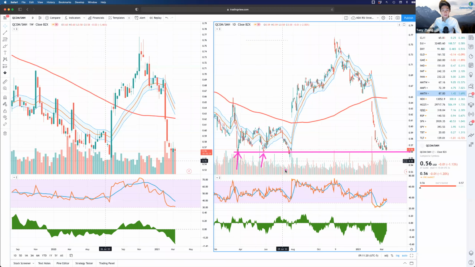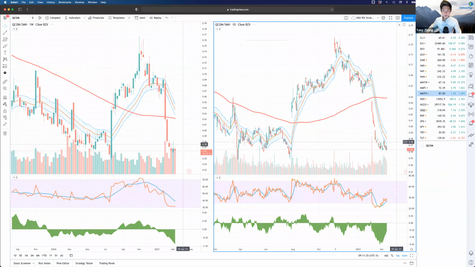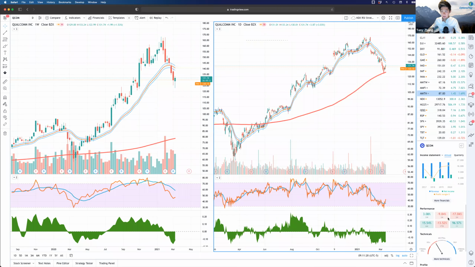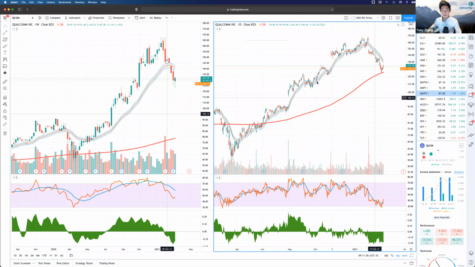So for those reasons, I do think it's potentially worth taking a look at some of these names, because Qualcomm, unlike some of the other semiconductor names, turns a nice profit, and it has pretty decent margins here, 35-29% operating margins. So for those reasons, especially the fact that it got back down to the 200-day moving average, this could potentially be an opportunity.